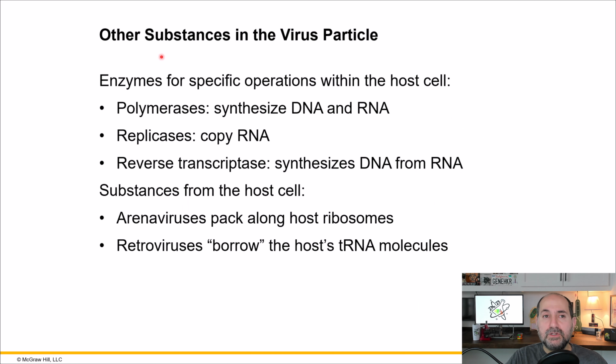Now, there are other components of the virus particle as well, for example, specific enzymes for the virus. The virus may code for polymerase enzymes. Polymerases are special enzymes that synthesize either DNA or RNA. Replicases copy RNA. And the special reverse transcriptase enzyme can actually synthesize DNA from RNA. Remember, these are found in class 6 and 7 viruses.